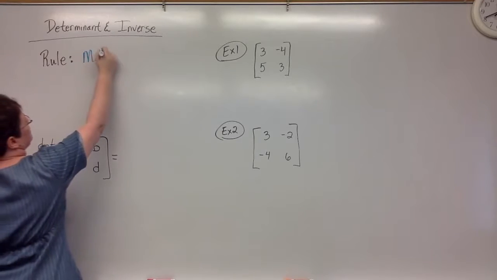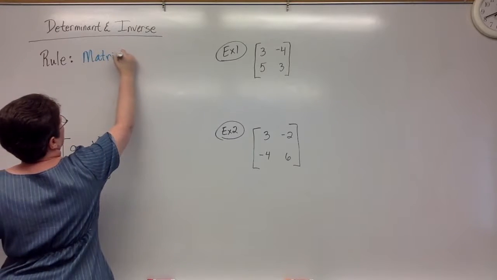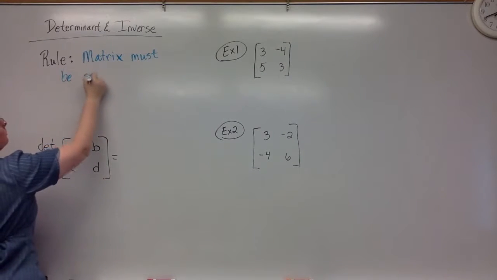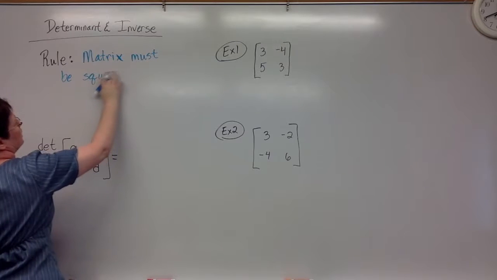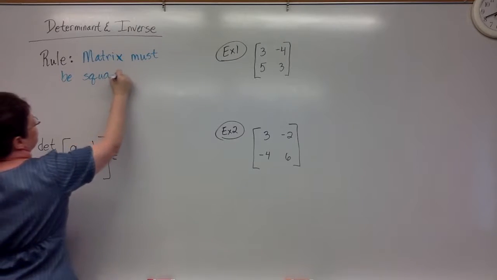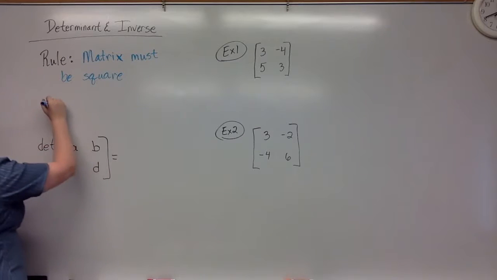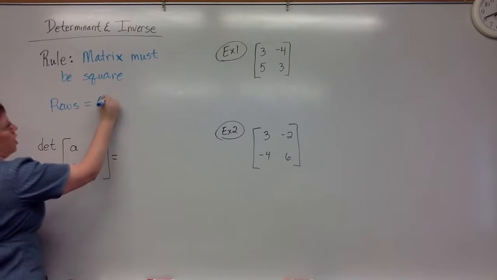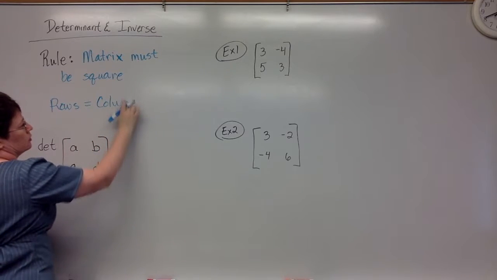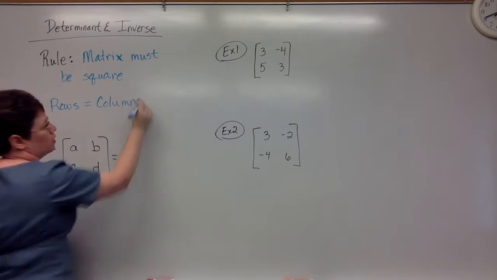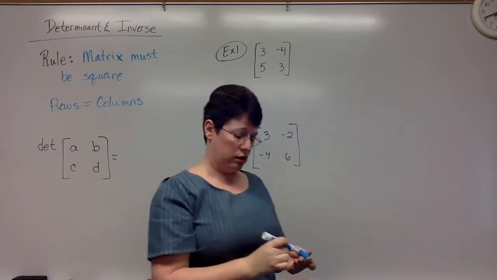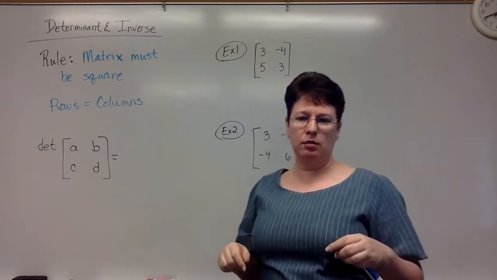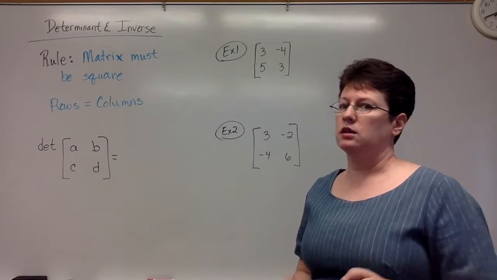Okay, so my matrix must be square. Okay? We're not talking about lingo from the 50s as to whether or not it's cool. What we're talking about is that the number of rows has to equal the number of columns. So if I have 2 rows, I have to have 2 columns. If I have 3 rows, I have to have 3 columns. The numbers can't be a mismatch. Otherwise, we cannot take the determinant.